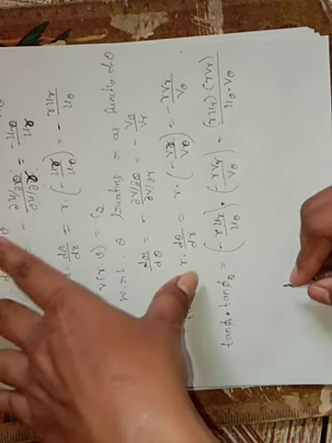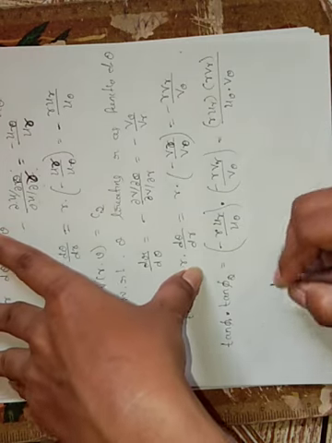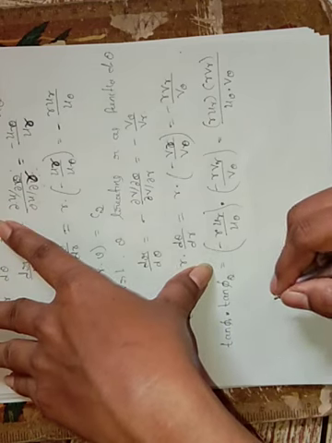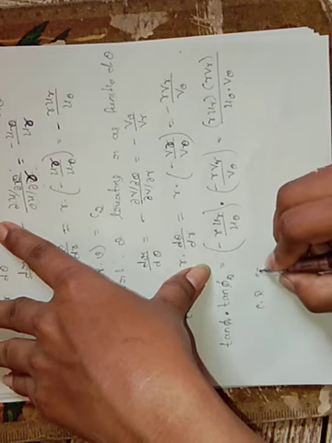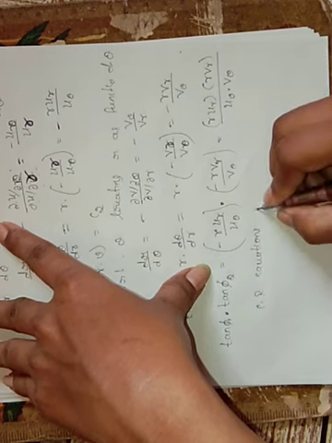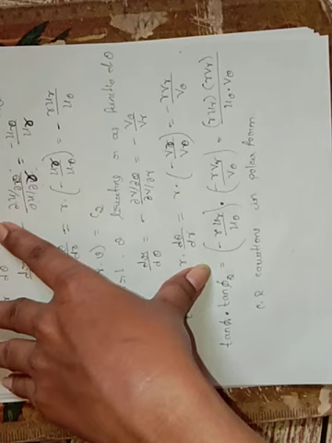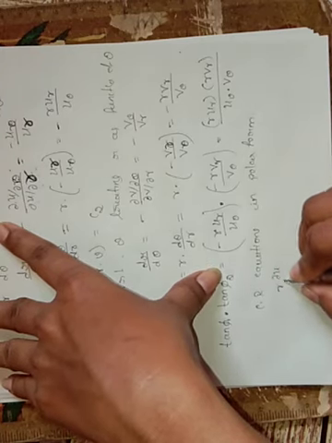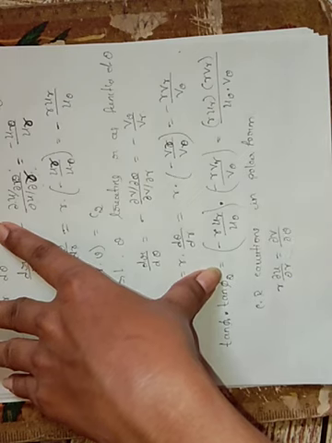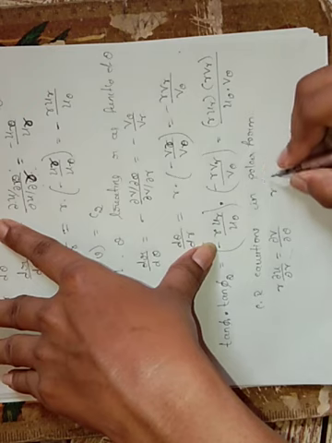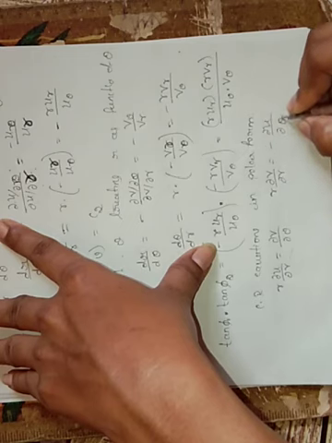z is analytic. If f of z is analytic, as I already said, then using the CR equations, the conditions of the CR equations in polar form: r into dou u by dou r equal to dou v by dou theta, r into dou v by dou r equal to minus dou u by dou theta.